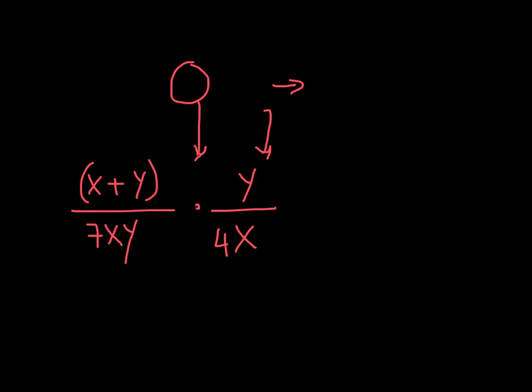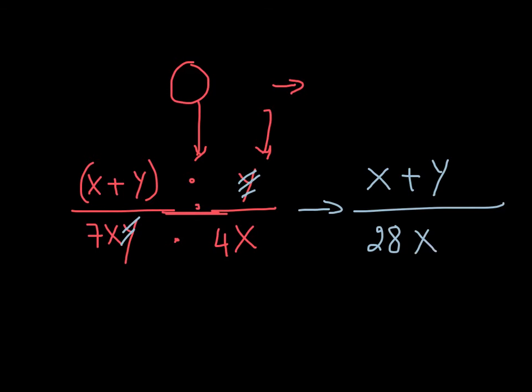Now, when we multiply across, we multiply numerator by numerator, denominator by denominator. We can attempt to reduce from here. One of those y's from here cancel with this y over here. There is nothing else to reduce. So in this particular case, what we're going to have is an answer x plus y left in the top, and 28x squared is left on the bottom.